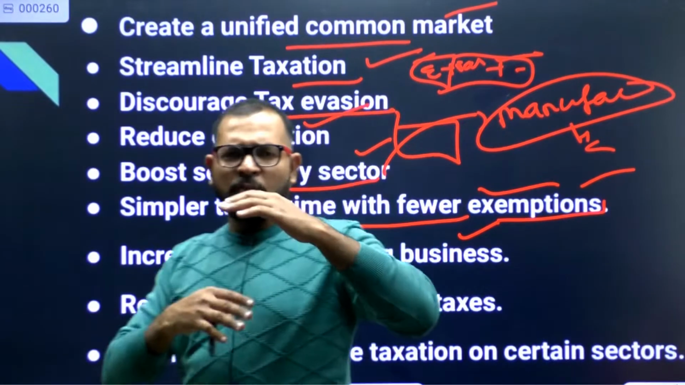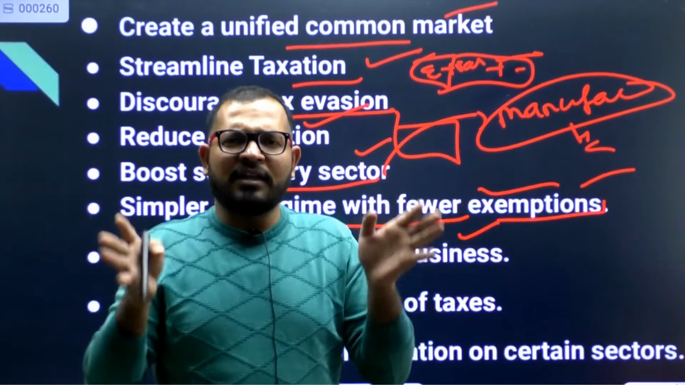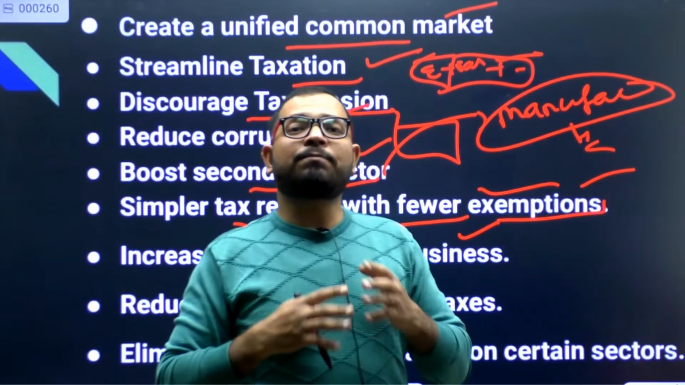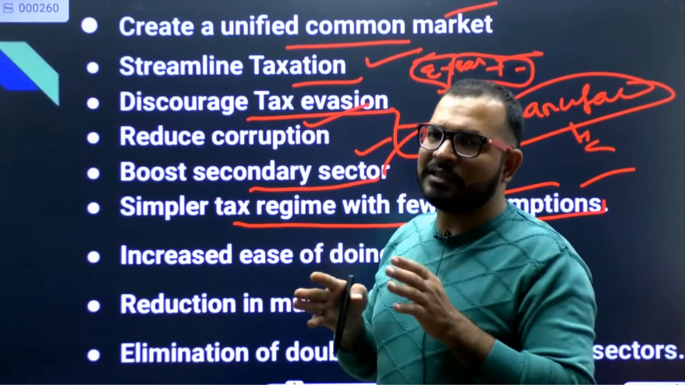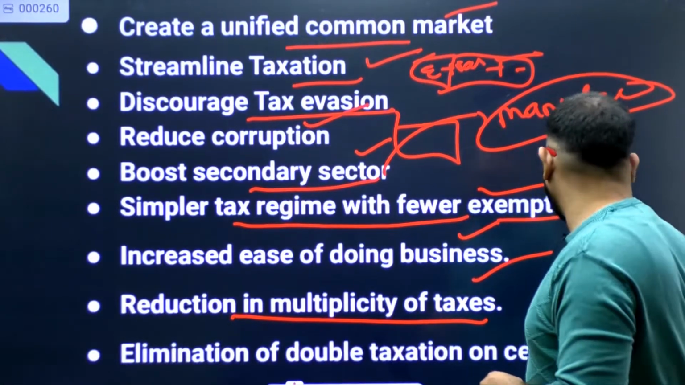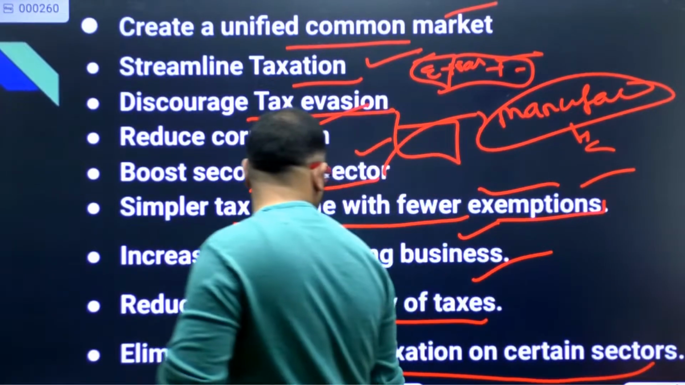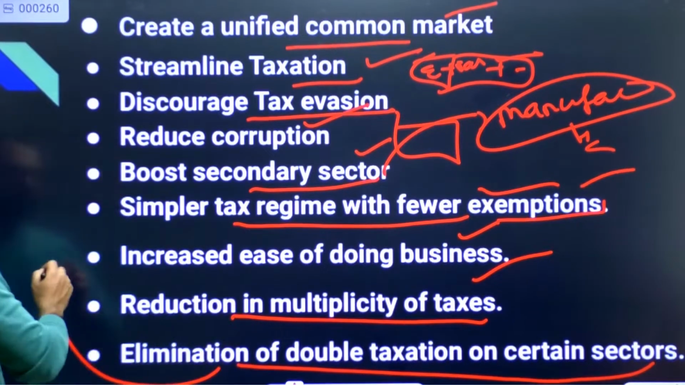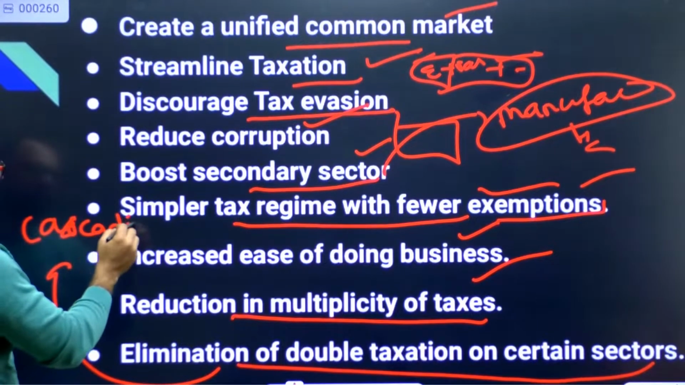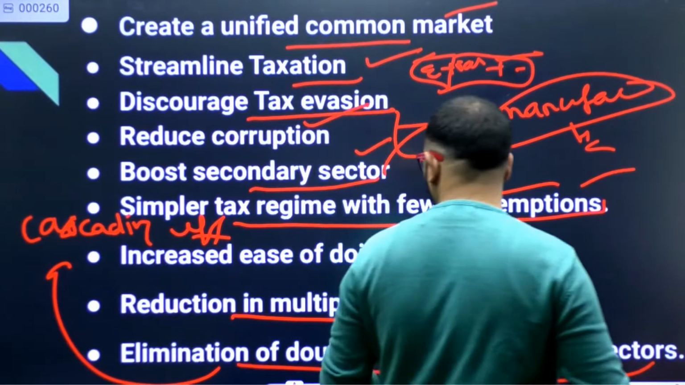Earlier there was a much larger number of taxes. It increased the compliance burden. It also increased the inspector Raj which was there before 1991. Now there is a reduction in the multiplicity of taxes. It also eliminates double taxation on certain sectors, or I can say it decreases the cascading effect of taxes. So this is all about the advantages.